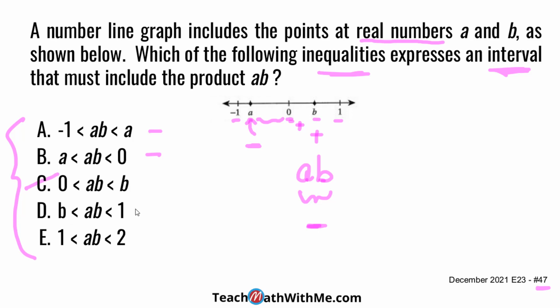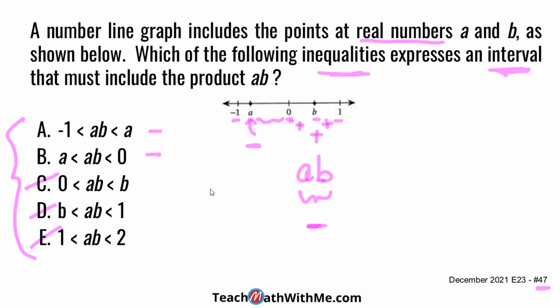From B to 1, this is in the positive range. We're not going to have a positive number. And from 1 to 2, that's totally out because we know we have a negative answer. So what we need to determine now is whether AB falls between -1 and A, or from A to 0.